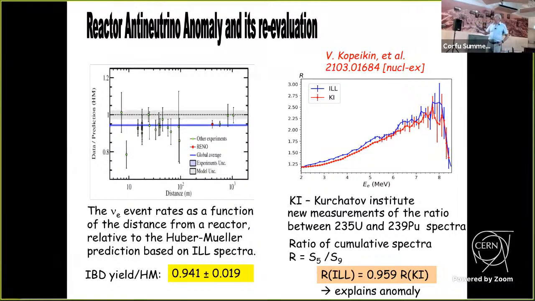Recently, there was a measurement at the Kurchatov Institute of the ratio of uranium to plutonium, which is an important ingredient in these computations. And what they found is that the measured ratio is below what the Grenoble experiment had. So this means that if this result is correct, the anomaly is absent. I think it's the opposite, right? This ratio R for the Kurchatov Institute is smaller, and this almost precisely reproduces the observed ratio. So the new measurements reduce the expected flux, and therefore the anomaly disappears.